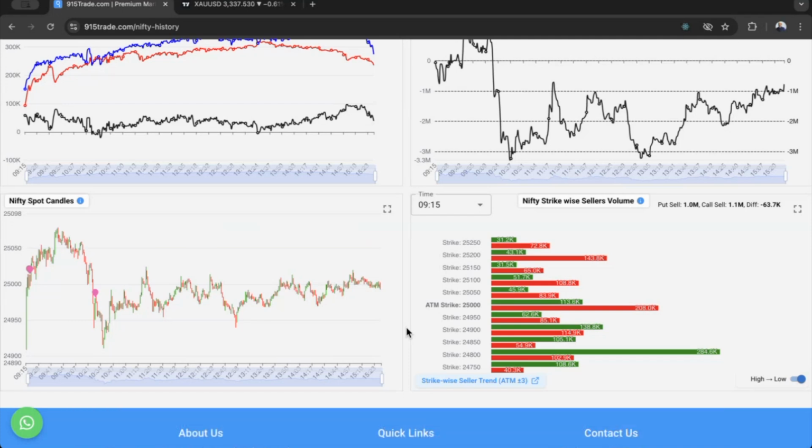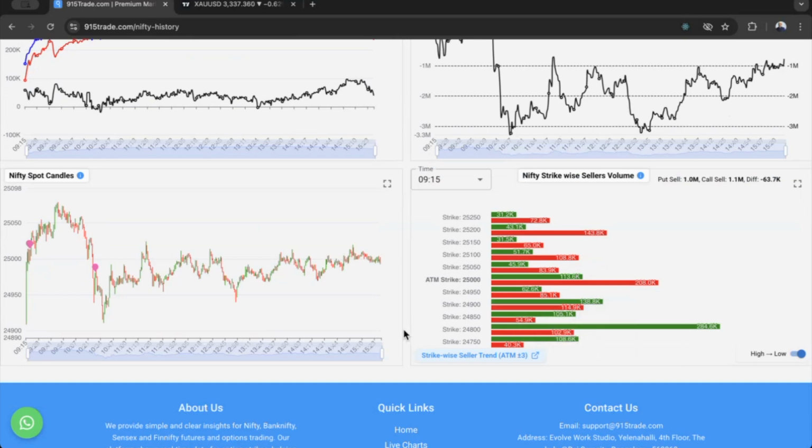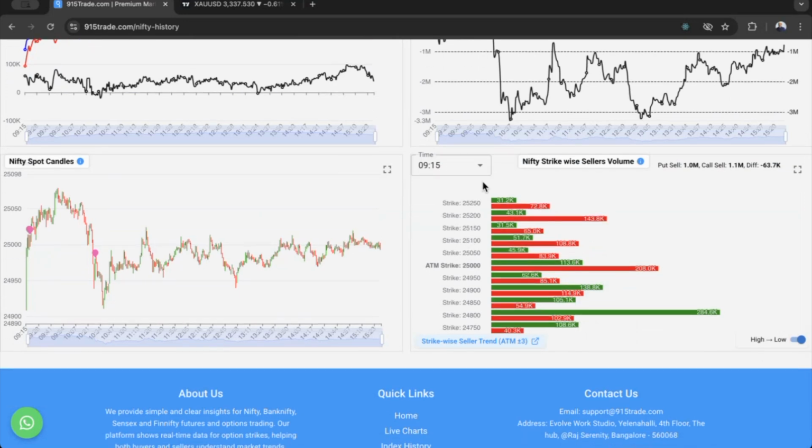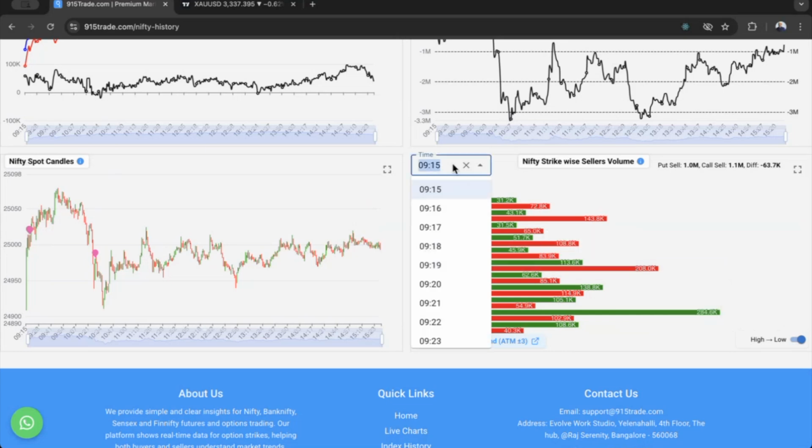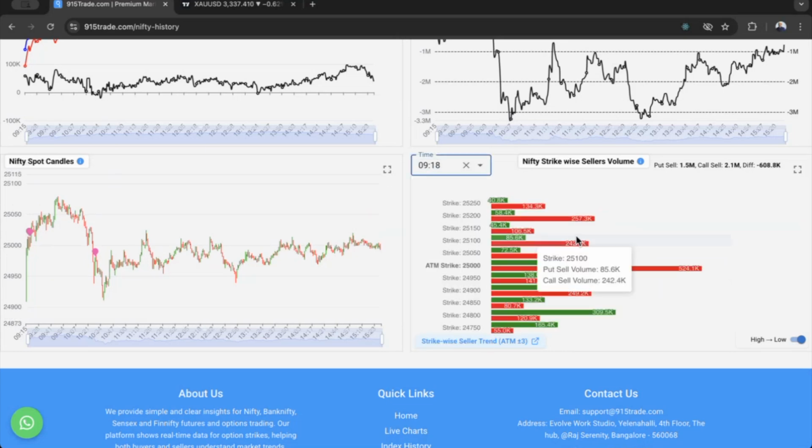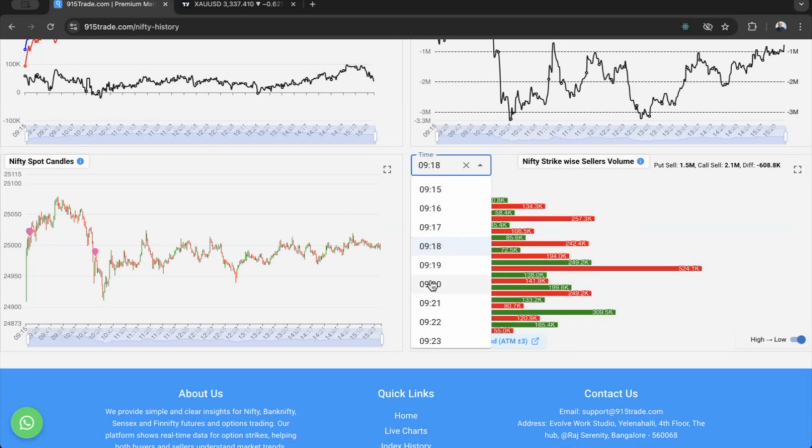All that you have to understand is, when I am looking at the data, how am I trying to make sense of it? At 9:15, I see that they have built, but I'm not confident to take a put position yet, so I'll continue to observe. By 9:18, 25,000 still had huge calls, but the price kept going up and down. It did not settle.